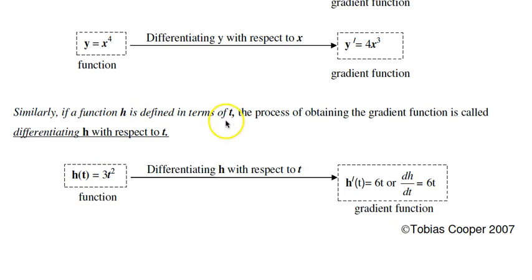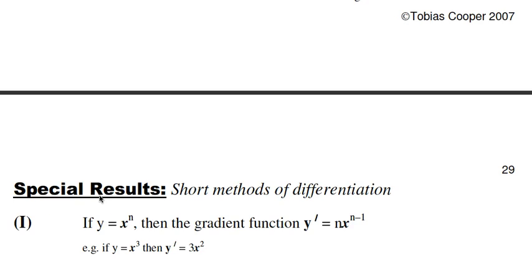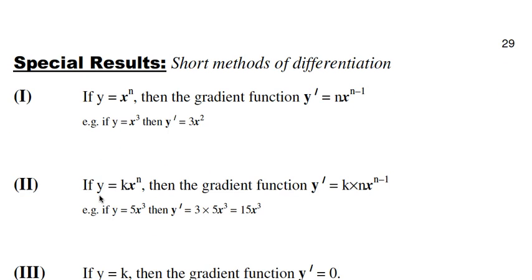So if a function h is defined in terms of t, your original function would be called h of t, right? So you are differentiating h with respect to t, and your derivative function will be h dash, which is 6t, or you could still write dh dt. I'd probably go with the h dash in this case. All right. Now, these are our short methods of differentiation.